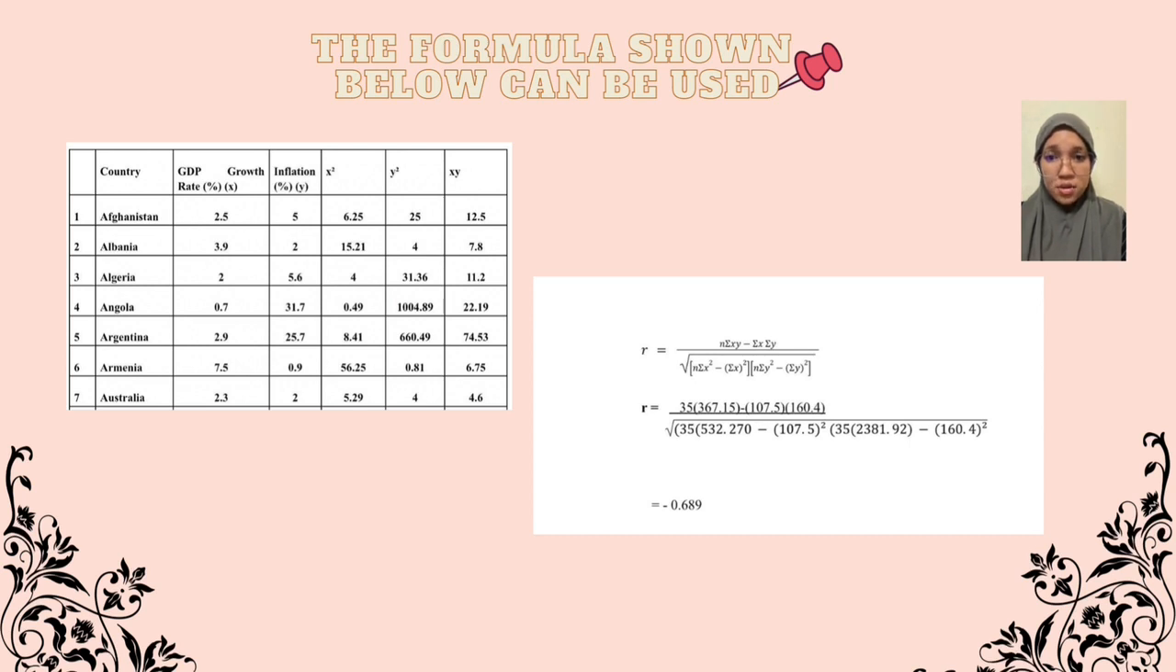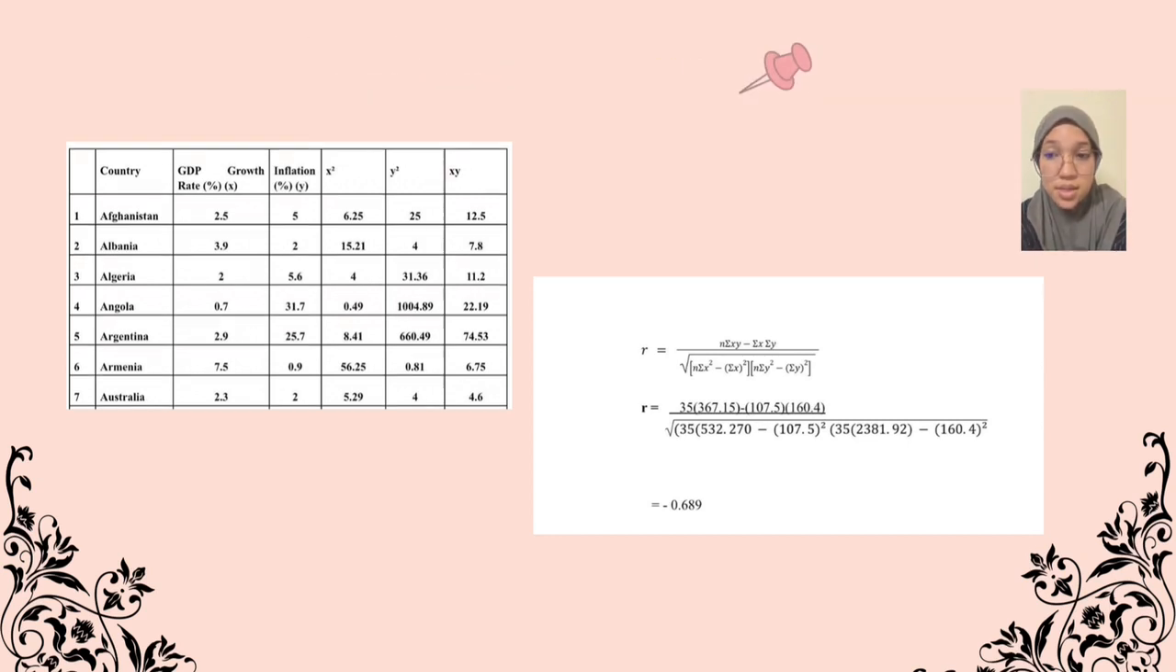So I need to calculate according to the formula correctly. The negative correlation coefficient suggests that there is a moderate negative relationship between GDP growth and inflation. This means that as GDP growth increases, there is a tendency for inflation to decrease. Obviously, when GDP growth decreases, there is a tendency for inflation to increase.